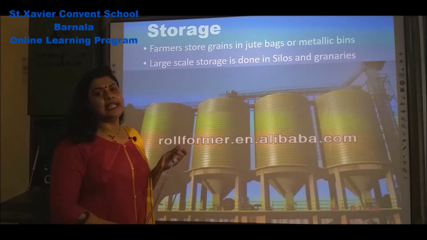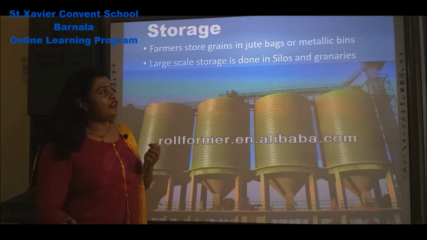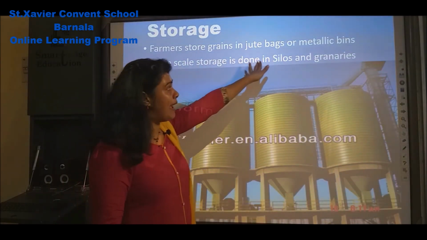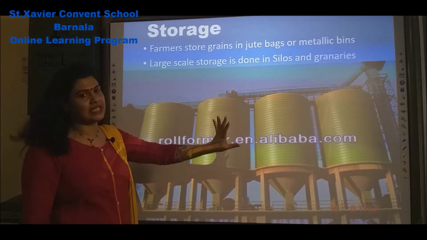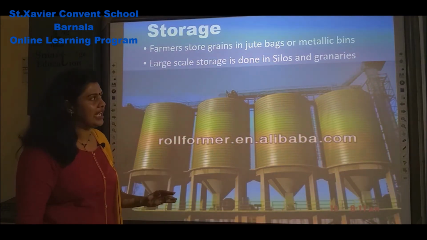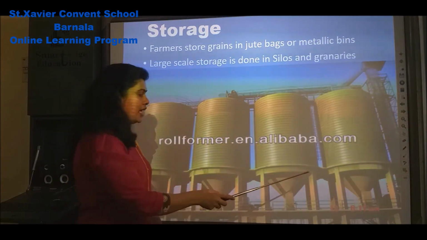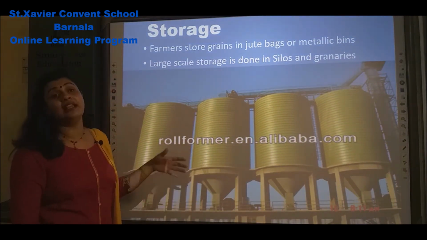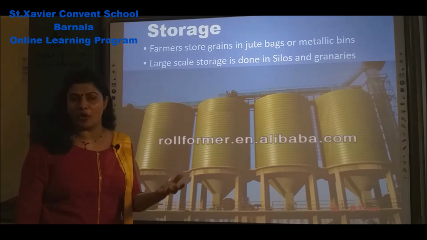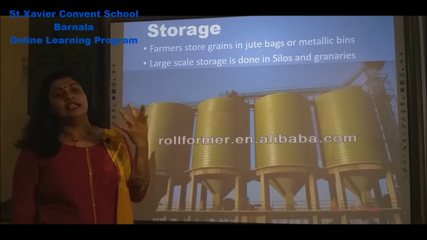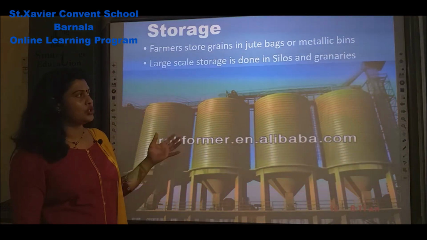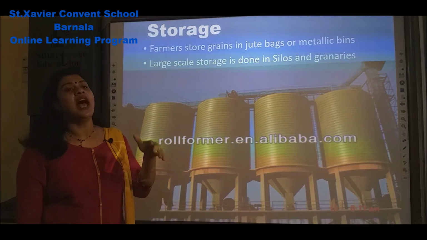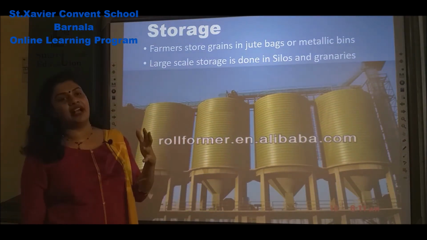In order to protect the harvested grain safely for a long time, we need storage. So farmers use jute bags or metallic bins for small scale storage, and for large scale storage we need silos or granaries. In this figure you can see silos or granaries. That means large scale harvested grain we need to protect from moisture, insects, bacteria, fungi, etc. So first we need to keep these harvested grains under the sun, and this helps to protect from bacteria, fungi, etc.